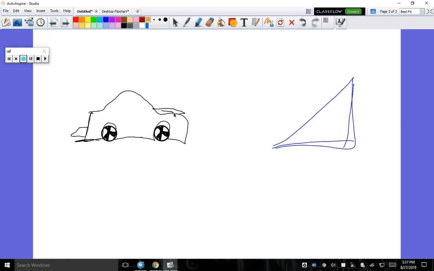Let's put a spoiler. Sort of, right? And then let's put an exhaust. Right, let's put some flames. Right? Sort of. That's good enough, right? Dude, this is awesome. Alright. So, whoa, that looks awesome.